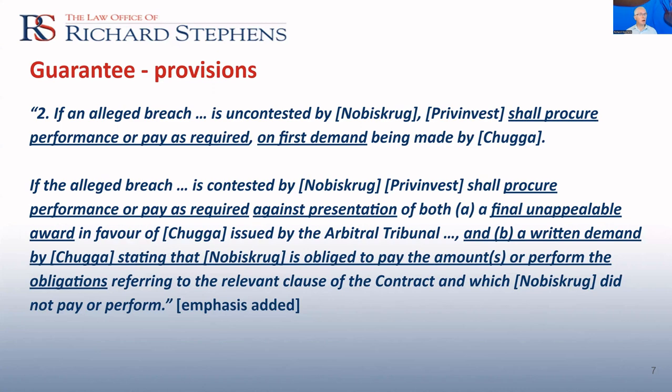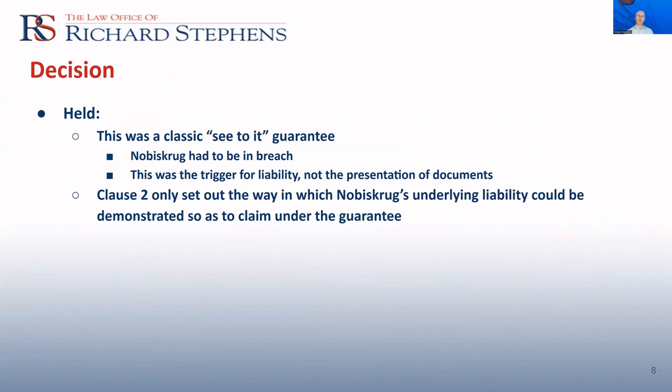Well, if it's an on-demand payment obligation, you make the demand in the manner stipulated in the contract, and you get summary judgment, no questions asked, very easy. If it's a guarantee, then the person claiming it has to show an underlying breach by the underlying debtor before the guarantor becomes liable on the guarantee. In this case, the judge said, taking it all together, it was a classic see-to-it guarantee. So in other words, Nobis Group, this yacht builder, had actually to be in breach, and that was the trigger for the guarantor's liability, not presentation of documents.